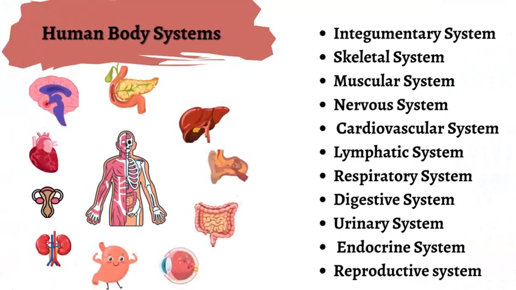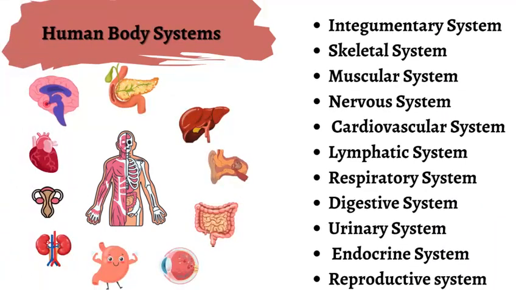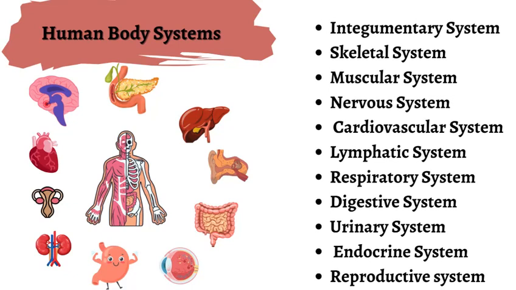Next, we will look into various human body systems. Under this, we have the integumentary system, skeletal system, muscular system, nervous system, cardiovascular system, lymphatic system, respiratory system, digestive system, urinary system, endocrine system, and reproductive system.